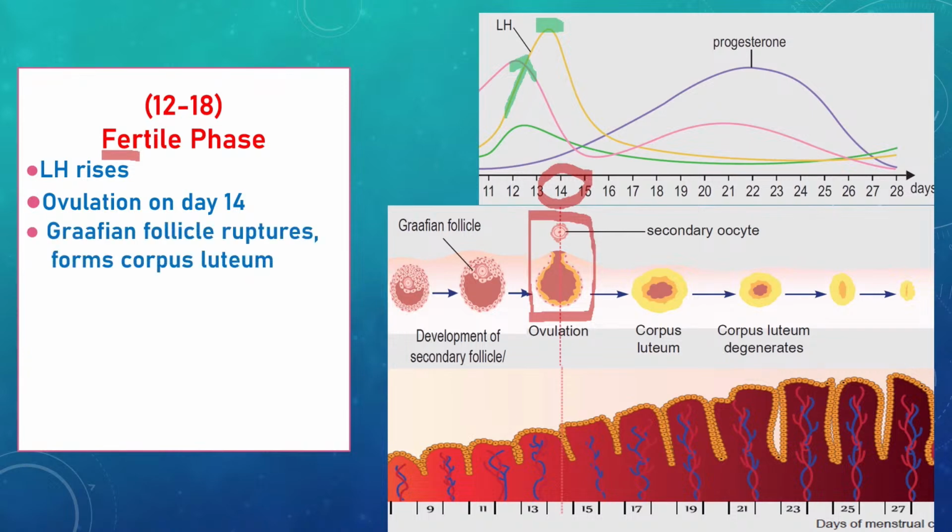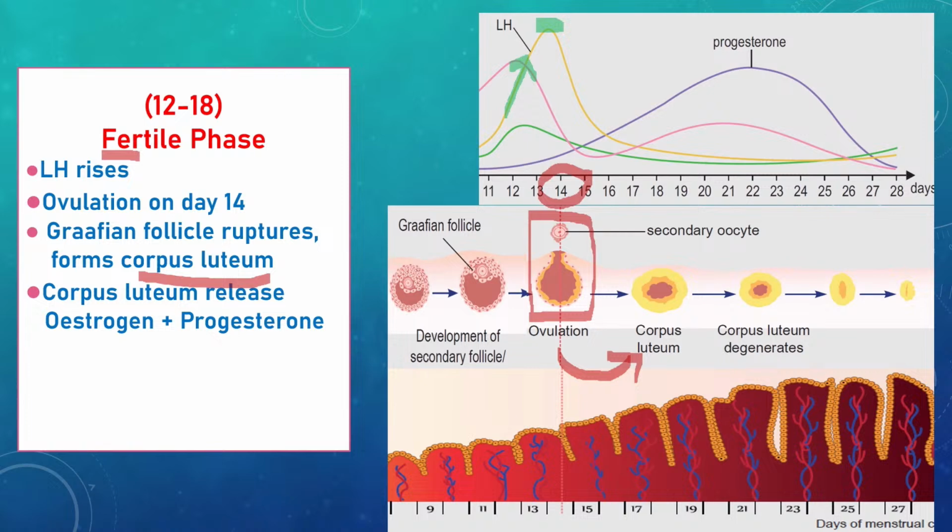Now let's see what happened after ovulation. After the Graafian follicle ruptures and releases the secondary oocyte, what happened to the Graafian follicle? The Graafian follicle is now empty. It's an empty bag. So this empty bag is now turning into the corpus luteum. After the secondary oocyte is out, we don't call it a follicle anymore. It's the corpus luteum. Now this corpus luteum will release estrogen and progesterone.